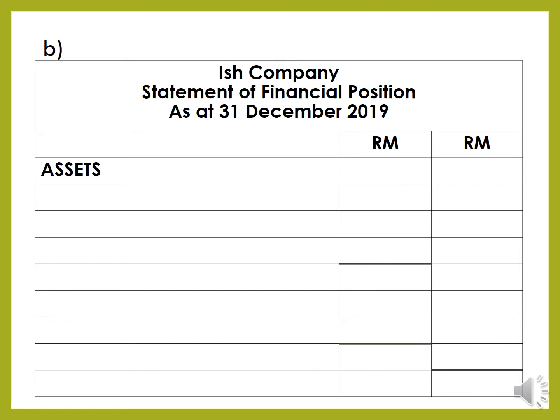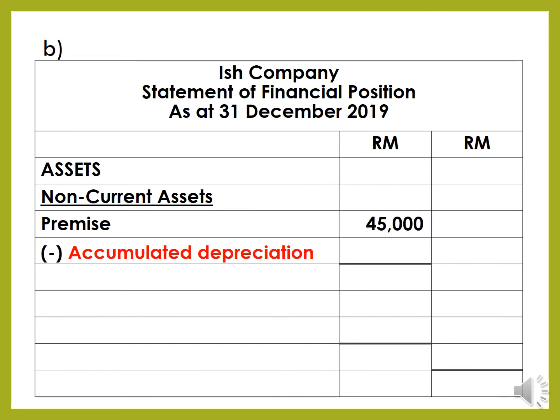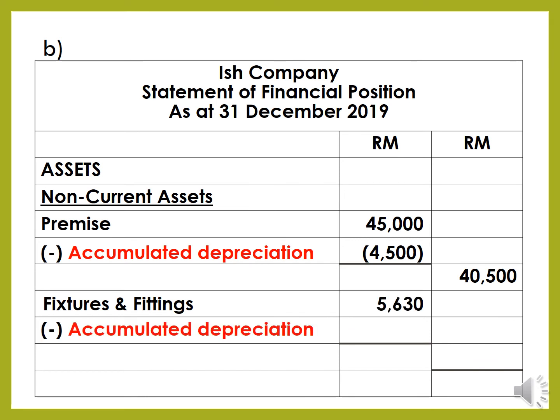For question B, you have to write down the title first. That is, each company statement of financial position as at 31st December 2019. Firstly, write down the assets. For non-current assets, premise 45,000 minus accumulated depreciation 4,500. The net premise is 40,500. For fixtures and fitting, 5,630 minus accumulated depreciation 563. So the net fixtures and fitting is 5,067. So the total for non-current asset is 45,567.